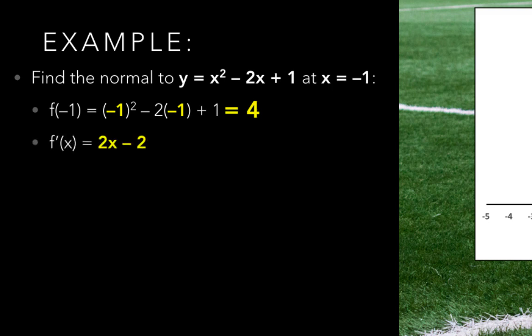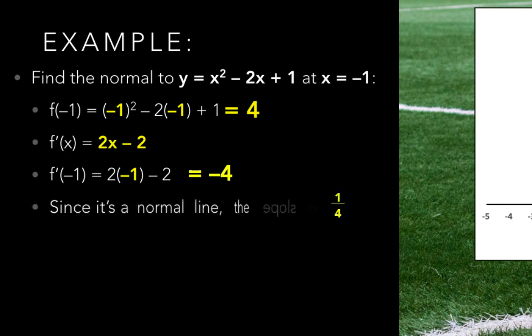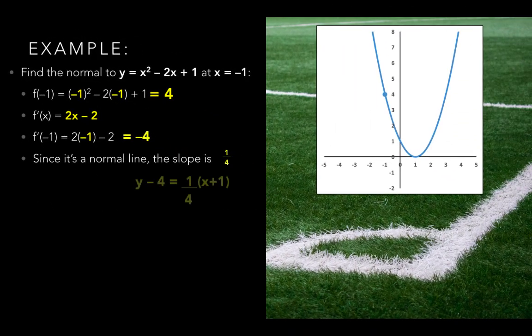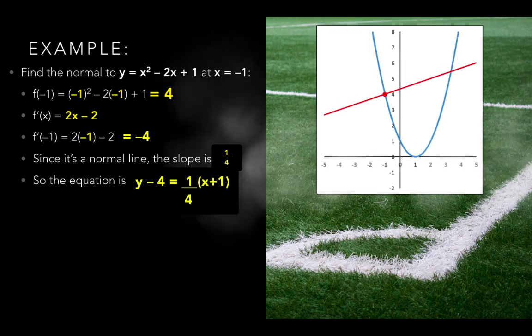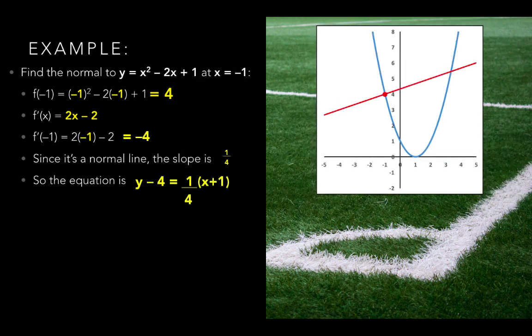The derivative, again, is 2x minus 2. At negative 1, the derivative is negative 4. So that would be the slope of the tangent line. I'm looking for the slope of the normal line, which is perpendicular. So that means that instead of a slope of negative 4, I'll use a slope of positive 1/4. So now I have everything I need. I have the x-coordinate, the y-coordinate, and the slope. So my equation is y minus 4 equals 1/4 times x plus 1.